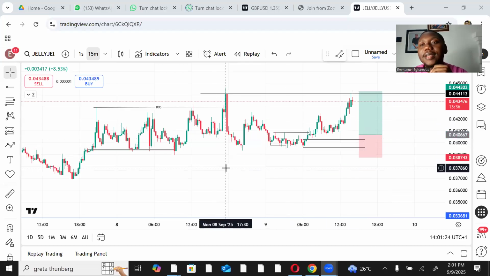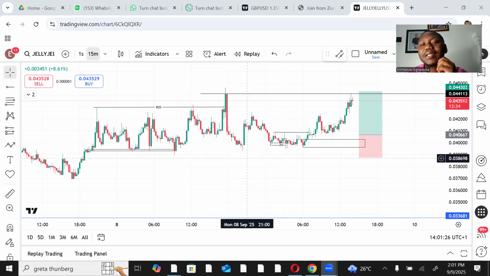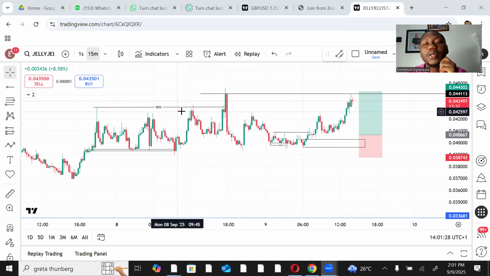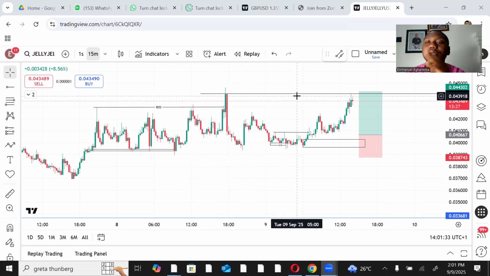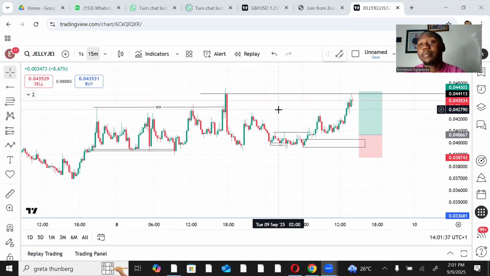All right, so this was basically how I got into this trade. This is JELLY USDT. And what I did was actually very simple. Simple inducement from the left, inducement to the right. So it's a buy framework.